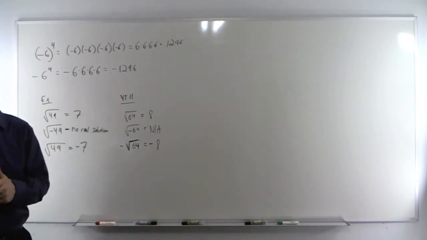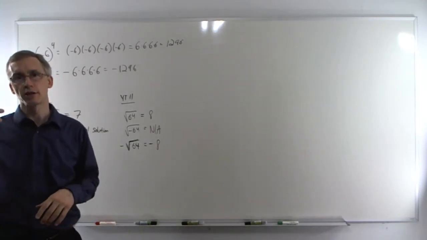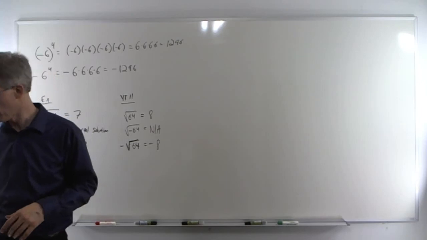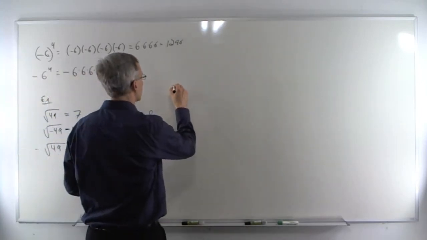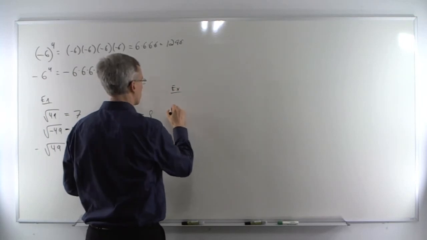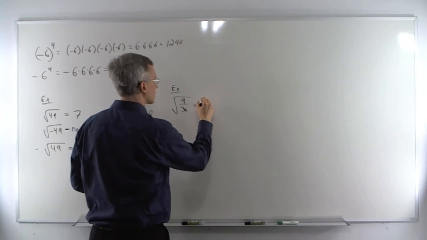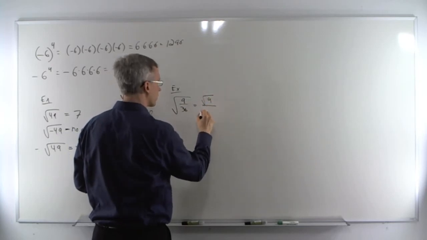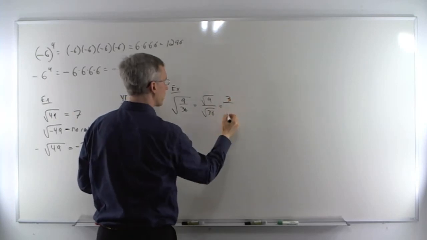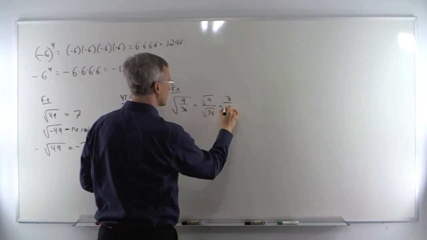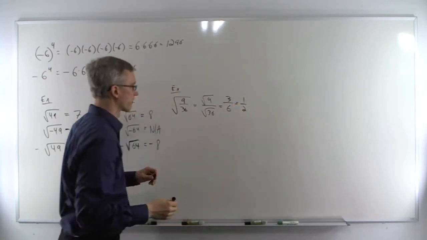All right, just like with exponents, if we're going to take the square root of a fraction, we can take the square root of the numerator and the denominator separately. So the next example is square root of 9 over 36. So that is equal to the square root of 9 over the square root of 36. And the square root of 9 is 3. Square root of 36 is 6. And that reduces to 1/2.